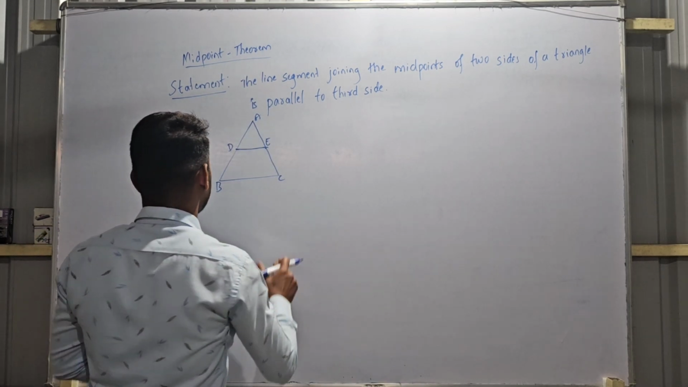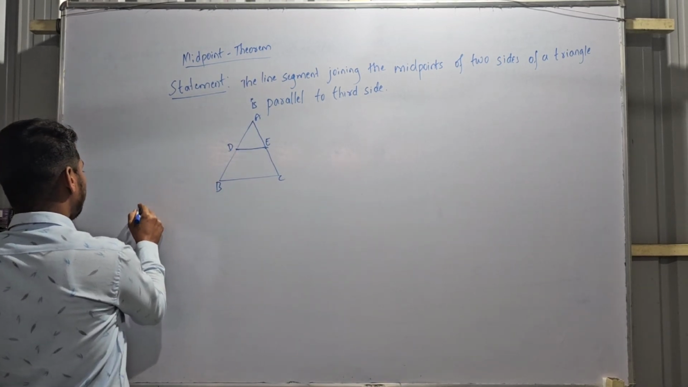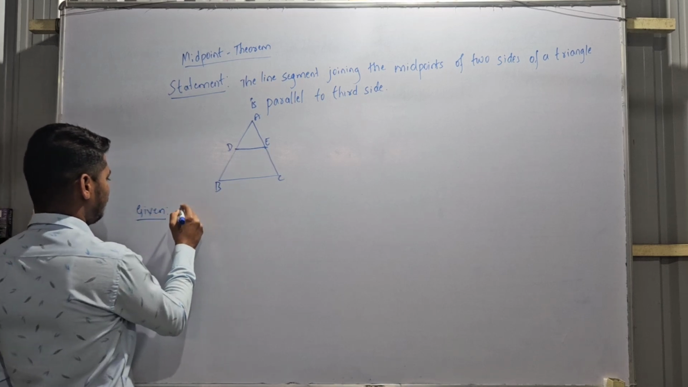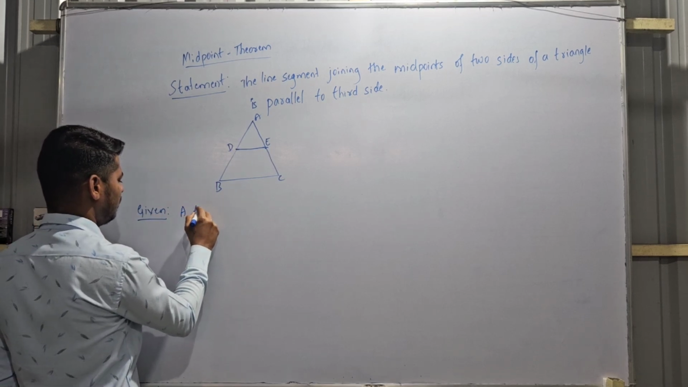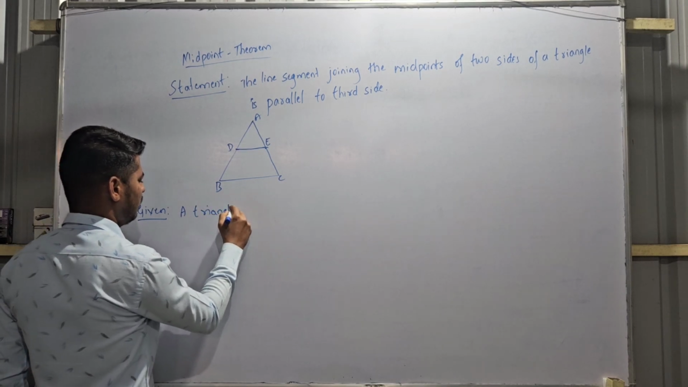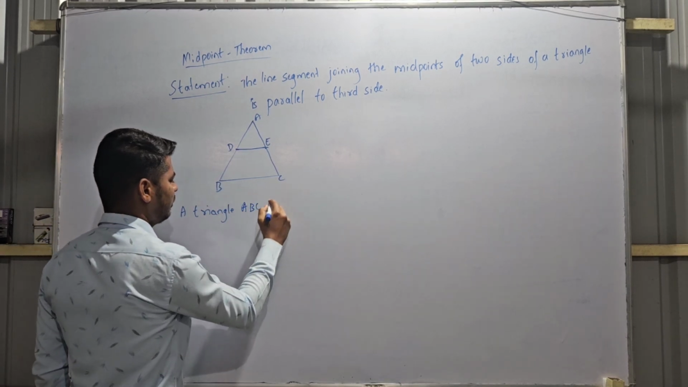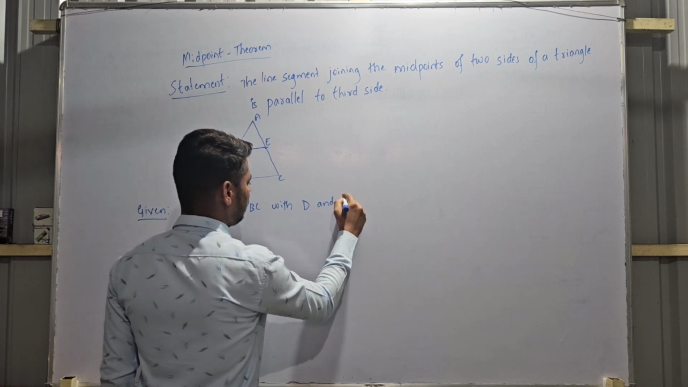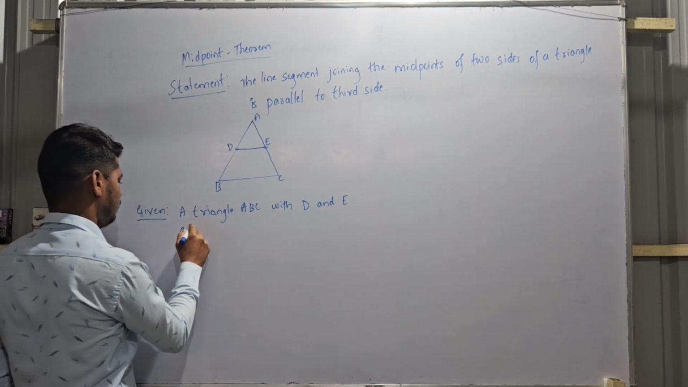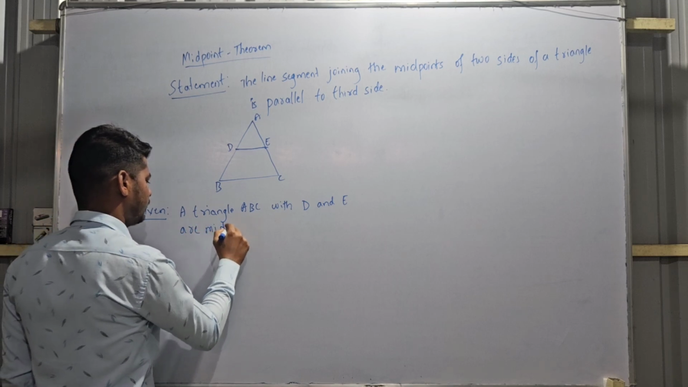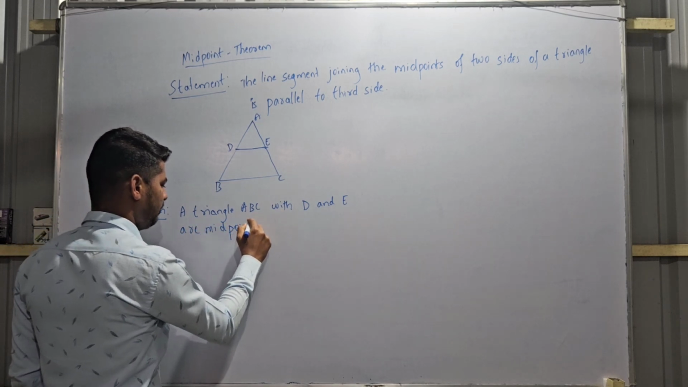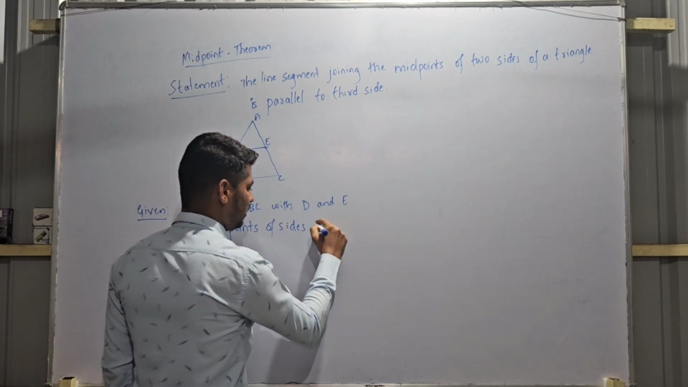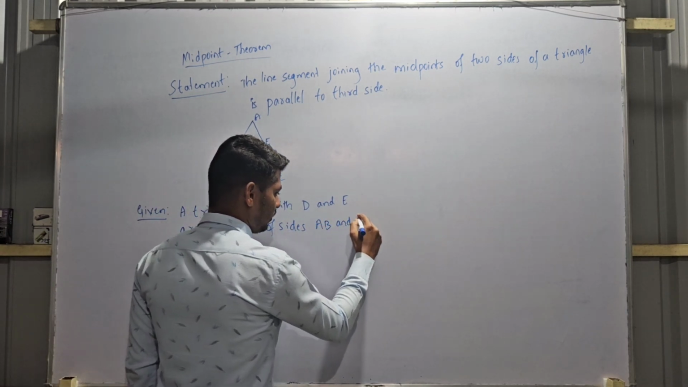So here let us prove this. Given a triangle ABC with D and E are midpoints of sides AB and AC respectively.